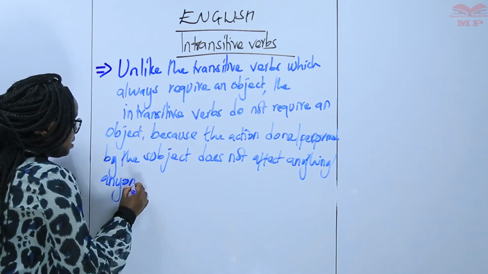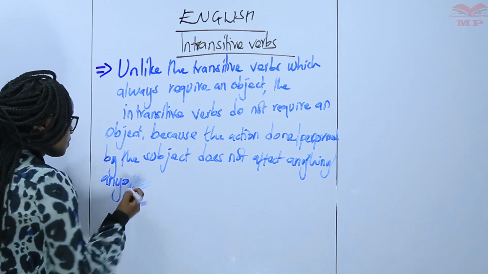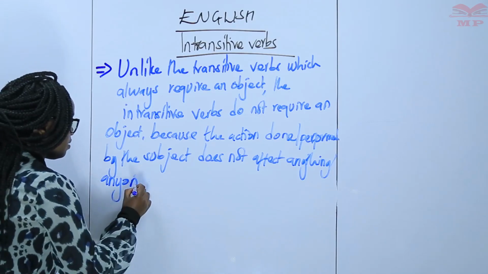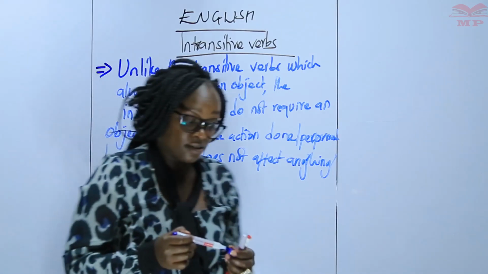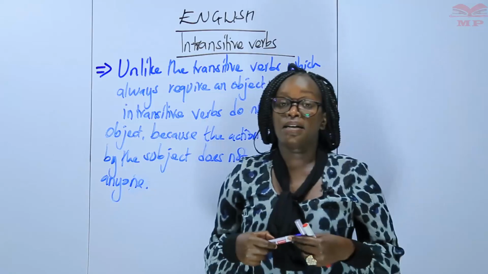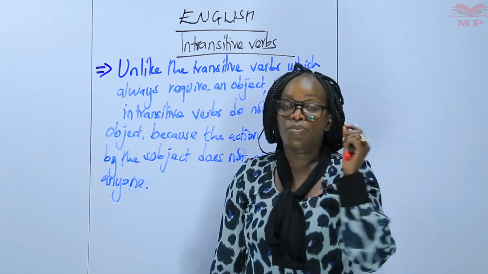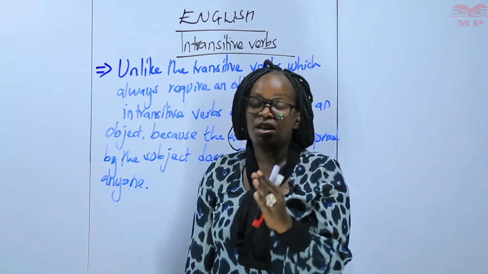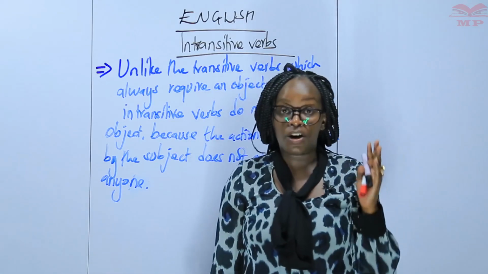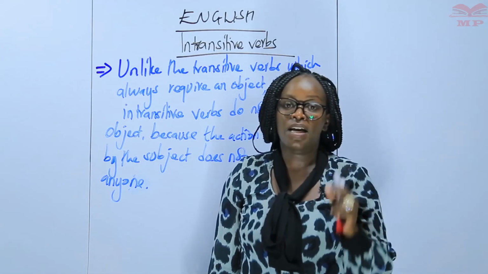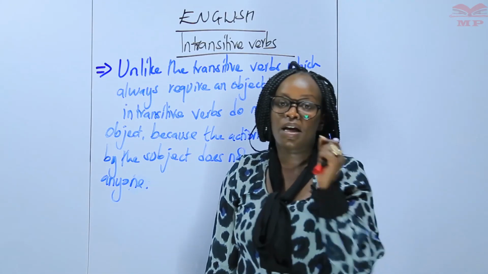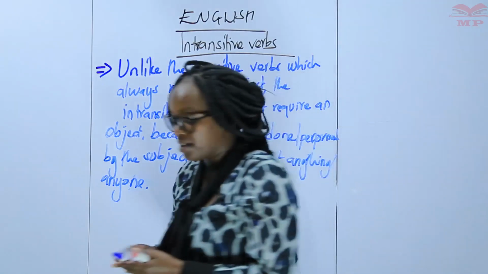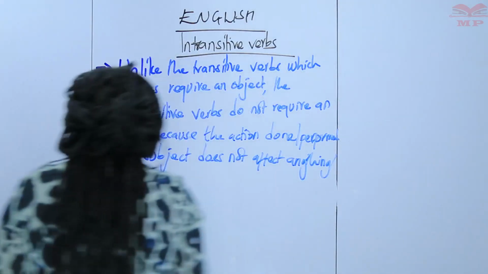So that of course means that the intransitive verbs, unlike the transitive verbs where we said mostly the sentence must have a subject plus a verb plus an object, can have a sentence that is simply the subject and the verb. Let me give an example of such a sentence.